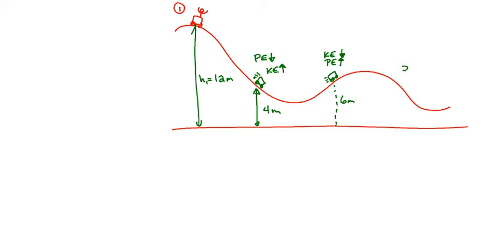Let's call this point 2 over here. Here's the cart at this position. And let's say that at point 2 the height is 3 meters. What I'd like to do is to find the velocity at point 2.